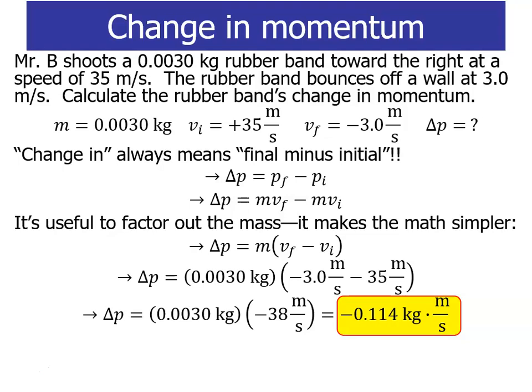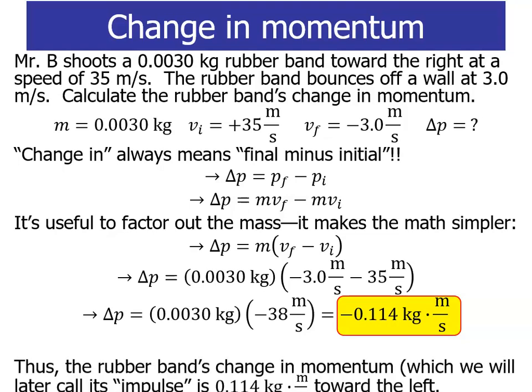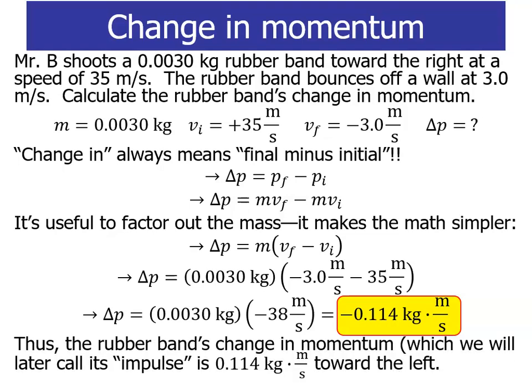As we will soon discover, what is required to change an object's momentum? Well, what's required to change an object's velocity? An acceleration indicates a change in velocity. What's required to cause an acceleration? Well, we know F equals ma, Newton's second law. So a force is required to cause an object's velocity to change, which means a force is required to cause an object's momentum to change. And since the change in momentum is negative, that means the force was negative, i.e. the force must have been toward the left. We're going to explore that in a lot more detail in future videos. So long story short, the rubber band's change in momentum, which we'll later call the impulse, is 0.114 kilogram meters per second toward the left.